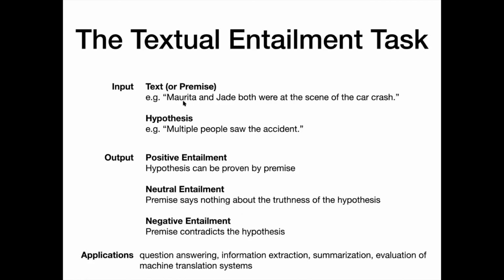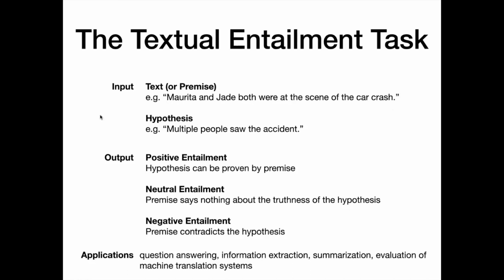So as an example of a premise, we have Marita and Jay both were at the scene of the car crash. And as an example of hypothesis, we have that multiple people saw the accident. So this is an example of positive entailment, as the hypothesis can be proven by the premise. And if you think about it for a second, this is a very hard task for a computer, because while if we read this, then for us humans, it is automatic to say this is a positive entailment.